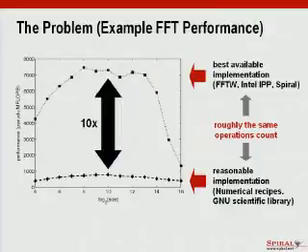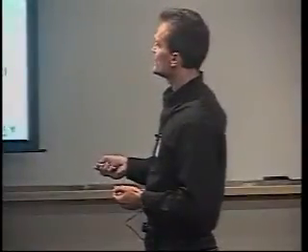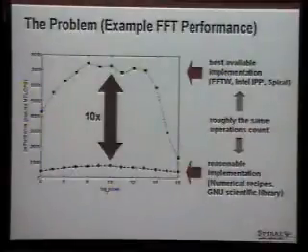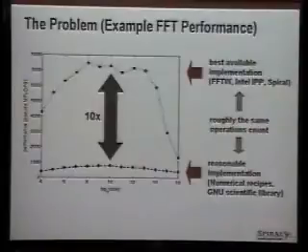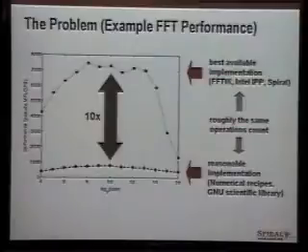So let's start with the problem. Here's a performance plot of the fast Fourier transform. This is the size of a Fourier transform from 2^4 to 2^16. This is a performance plot, so higher is better, in megaflops. I compare two lines here. The line on the bottom is GNU Scientific Library or Numerical Recipes; they give you roughly this performance. The platform is a Pentium 4. And the best available implementation gives you the performance up here.